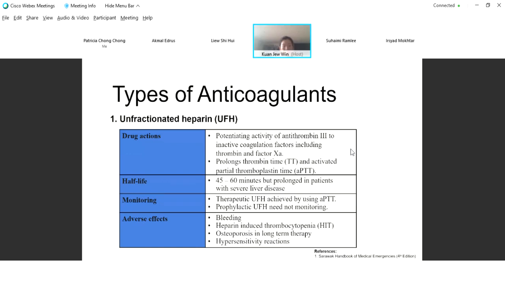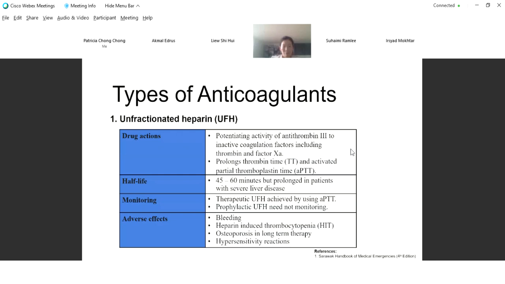The first anticoagulant is unfractionated heparin, which works by potentiating the activity of antithrombin 3 to inactivate coagulation factors, including thrombin and factor 10A. Also, it prolongs the thrombin time and the activated partial thromboplastin time. The half-life is 45 to 60 minutes, but it is prolonged in patients with severe liver disease. Also, it does not cross the placenta. Monitoring is not needed with prophylactic unfractionated heparin, but with therapeutic unfractionated heparin, it is done using the activated partial thromboplastin time.